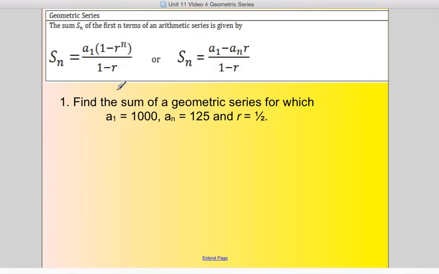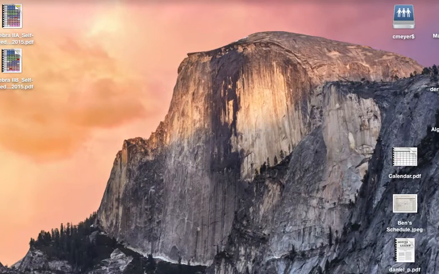You have 2. This is the one I just showed you. Here is another option. Once again, notice here you just need r and your a sub 1, and your n. This one you need your first and your last term and your ratio. So depending on the information that you're given, that will decide which equation you need. Once again, you're going to need to know these for your quiz on this unit.